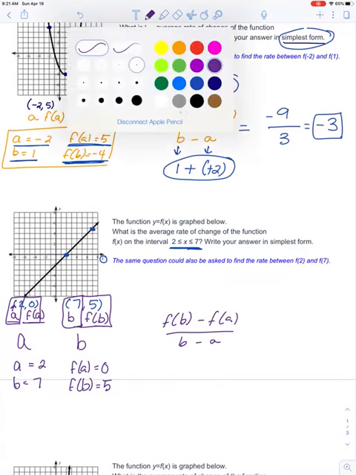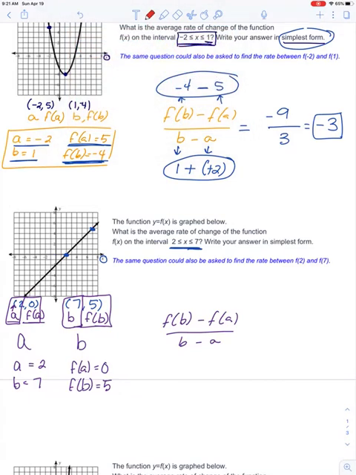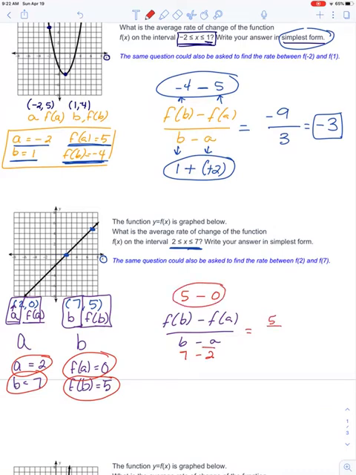Okay, now let's do some substituting in. My f of B is 5 minus f of A is 0. Then I go to the denominator. My B is 7 minus my A, which is 2. Okay, 5 minus 0, 5. 7 minus 2 is 5. All right, 5 divided by 5, hopefully we all know immediately that's 1. And you have the same thing over itself, always simplifies to be 1.